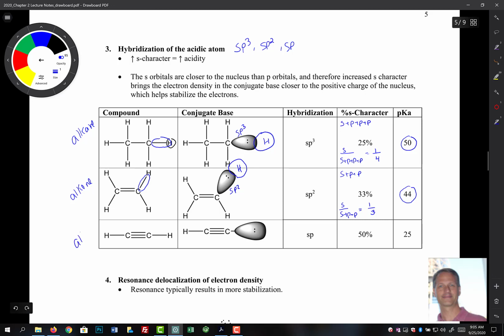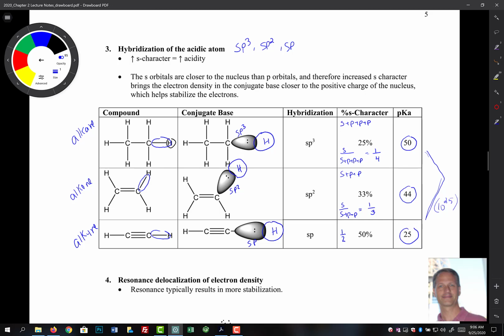Looking at this last one, here we have an alkyne. We're going to be looking at this bond right here. An alkyne is sp hybridized, and again, there's our H atom. This has 2 orbitals, and I think you can figure this one out. It's 1 divided by 2, or 50%. And the pKa of this is 25. Again, it doesn't mean it's 25 times. If we look at this difference, it's not 25 times more acidic, it's really 10 to the 25 times more acidic. So that's a big chunk of change there.